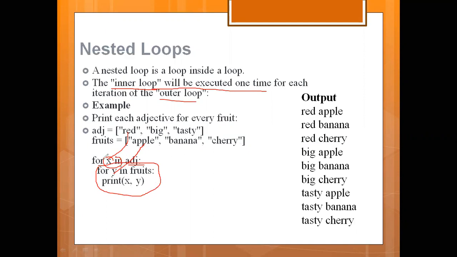Now we come out of the inner loop again, and now x is pointing towards big. So what will be printed? Big apple, big banana, big cherry. Then it points towards tasty. So it will be tasty apple, tasty banana, and tasty cherry. So we should remember the inner loop will be executed one time for each iteration of the outer loop. For each iteration of the outer loop means each iteration is red, then big, then tasty. So all three will work like this.